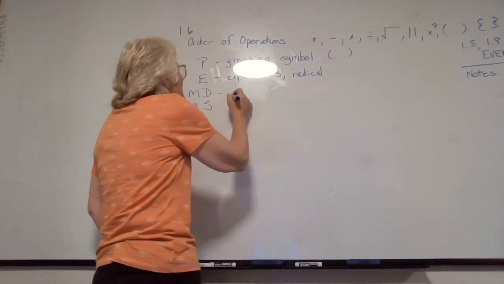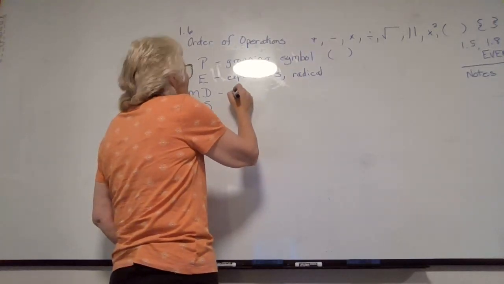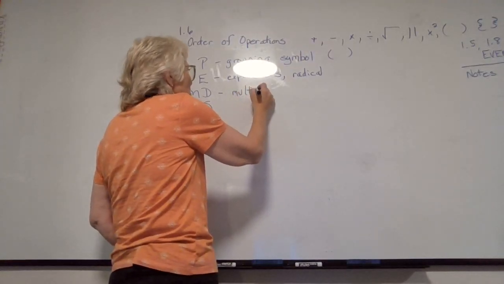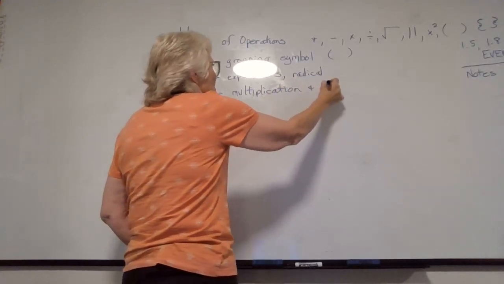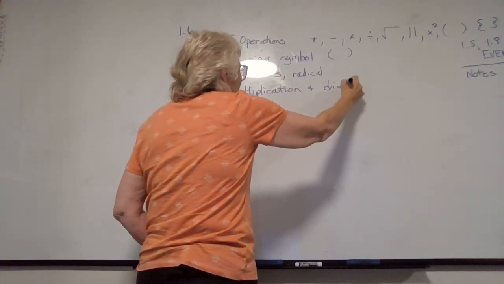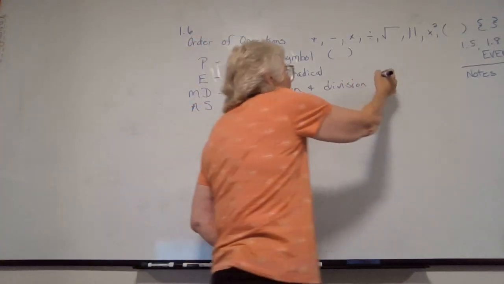Then it's multiplication and division from left to right.